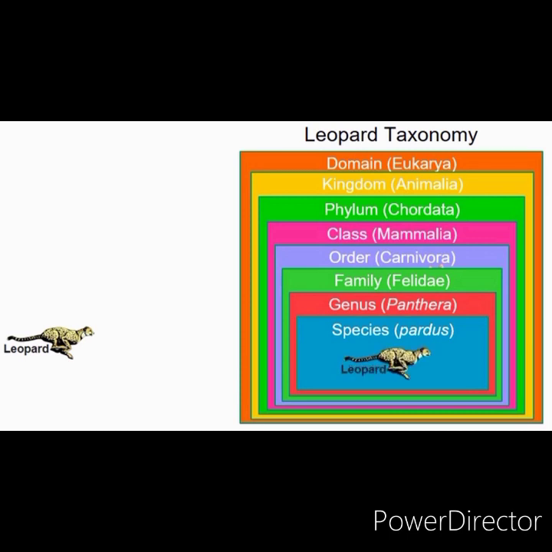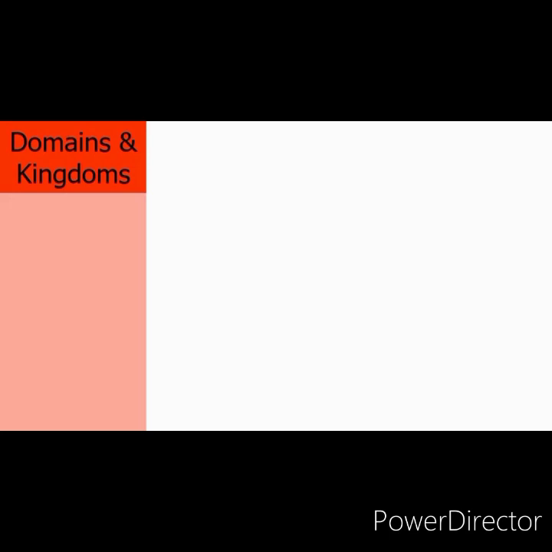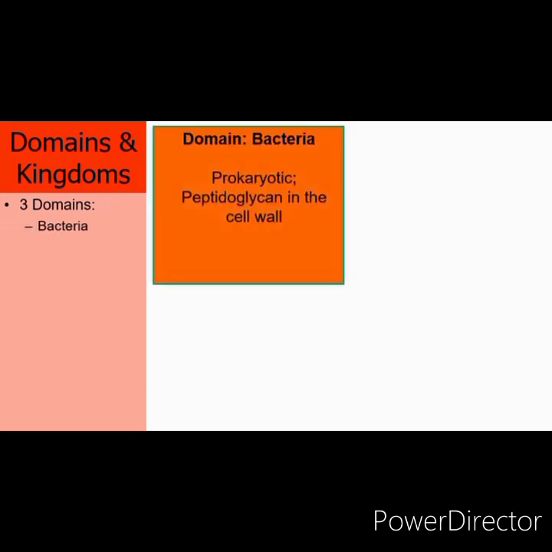Now I just want to highlight the domain and the kingdom levels of taxonomy, which are at the top. When it comes to the domain, there are three big, broad categories, or domains. One of them is called the domain Bacteria. These are prokaryotic cells, meaning they lack a nucleus and other membrane-bound organelles. They have a chemical in their cell wall called peptidoglycan.